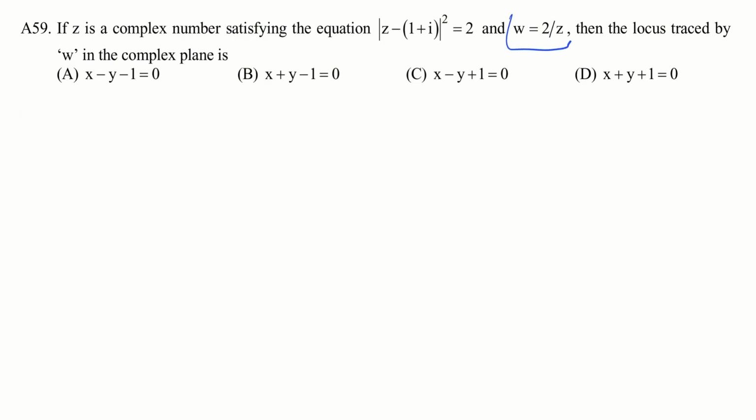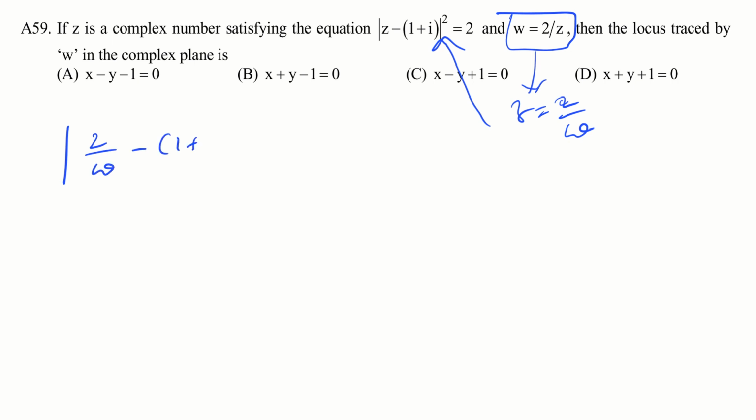He gave omega equal to 2 by z. We want the locus of omega. So from this I have z is equal to 2 by omega. I use that fact in the given equation. So I have mod of 2 by omega minus 1 plus i whole square is equal to 2. Taking LCM, I'll have it as mod of 2 minus 1 plus i into omega whole square is equal to 2 mod omega.